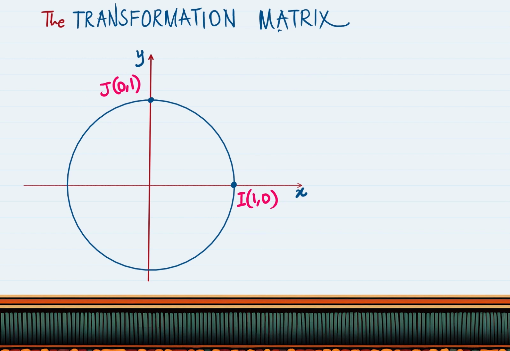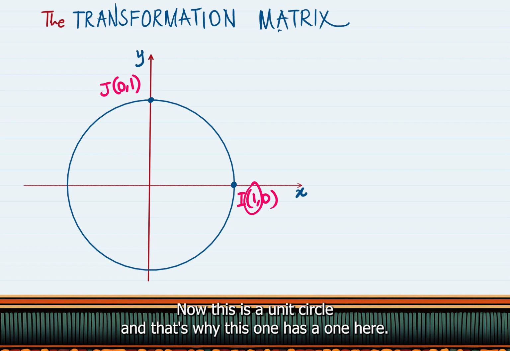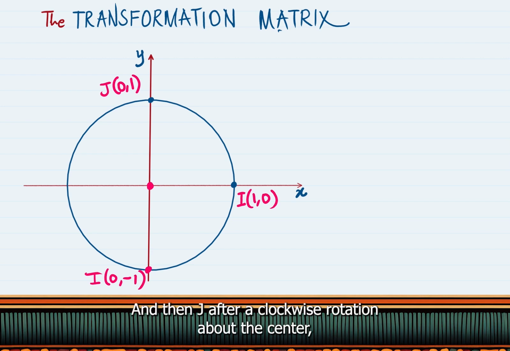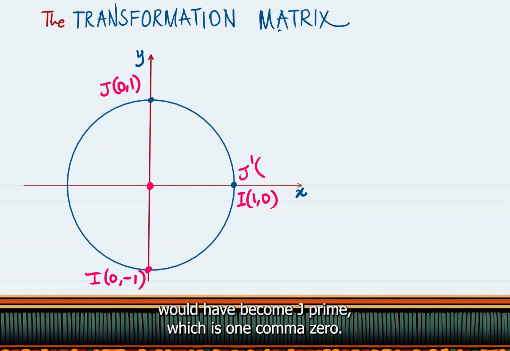In the last video, which I'm linking up right now, we considered the i and j vectors. Now, this is a unit circle, and that's why this one has a 1 here, and this one has a 1 here. Remember we said that if I were to rotate clockwise 90 degrees about the center, then I would have come to this point here, and its new coordinates will be 0, -1. And then j, after a clockwise rotation about the center, would have become j prime, which is 1, 0.